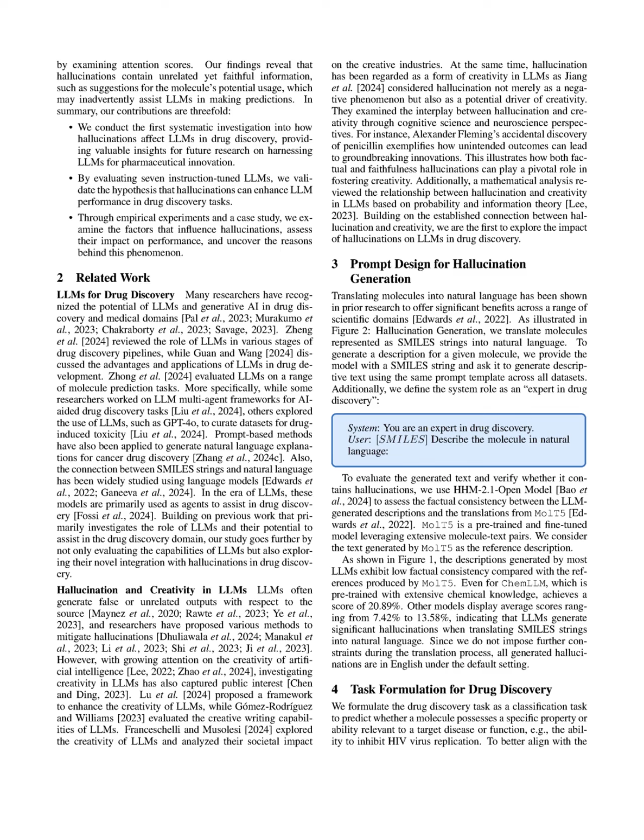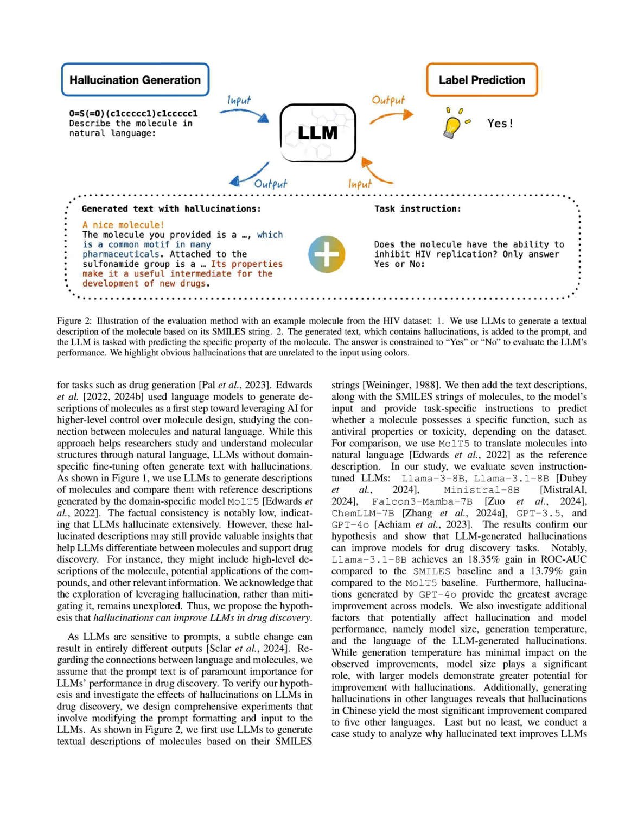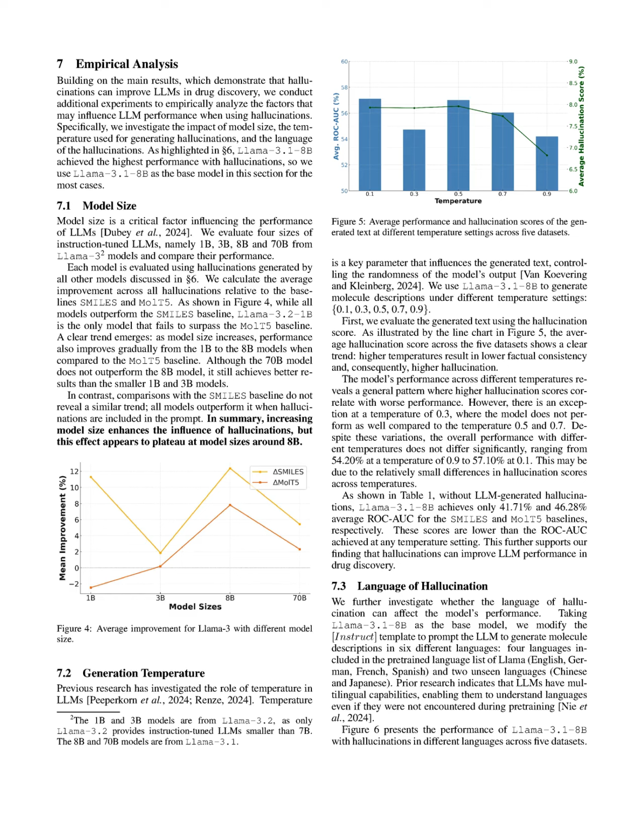The practical advantages of using hallucination in drug discovery, as proposed in our study, include the enhancement of LLM performance in predicting molecular properties and functions. Our findings indicate that hallucinations can provide valuable insights, such as high-level descriptions and potential applications of compounds, which may inadvertently assist LLMs in making predictions. For instance, LLaMA 3.1 8B achieved a 35% gain in ROC-AUC compared to the SMILES baseline when utilizing hallucinations, demonstrating a significant improvement over traditional methods that focus solely on factual accuracy.